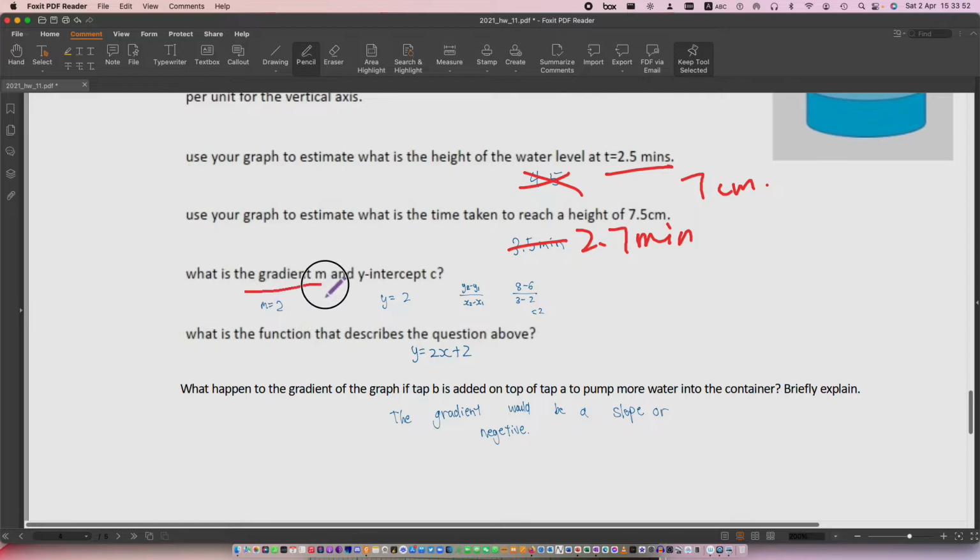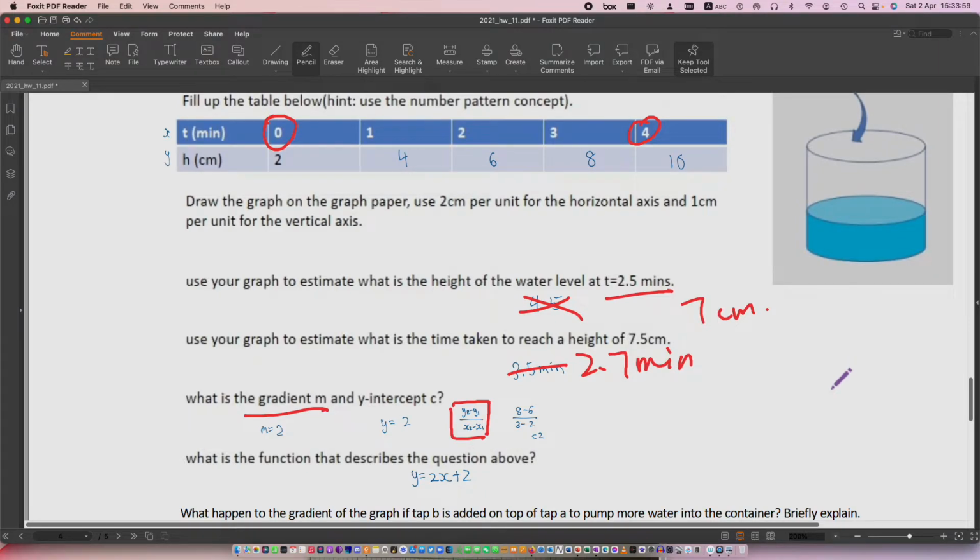Next, what's the gradient? So how do you find the gradient? Is using the formula, right? Can I ask which two sets of values you choose? Is it this one? Yeah. Okay, so it's 8 minus 6 and then 3 minus 1, so you get 2. Okay, so once again, you did not write the m.